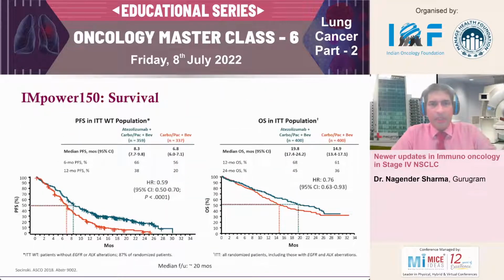So the IMpower150 trial also has shown that PFS and overall survival were favoring the ABCP arm. As you can see clearly, the Kaplan-Meier curves are wide apart. PFS was 8.3 months with a hazard ratio of 0.59. And for overall survival in the intention-to-treat population also, it was a median overall survival of 9.8 months and hazard ratio 0.76, favoring the ABCP arm.